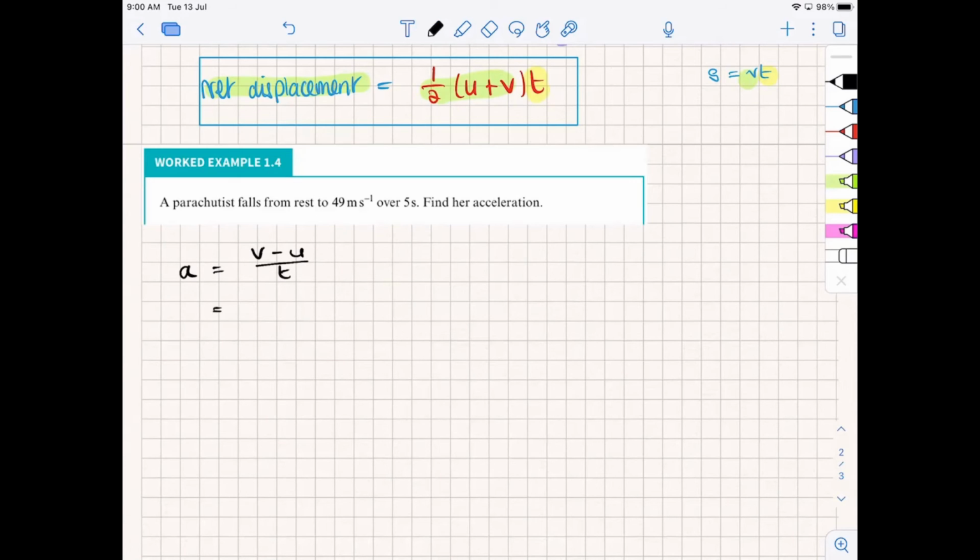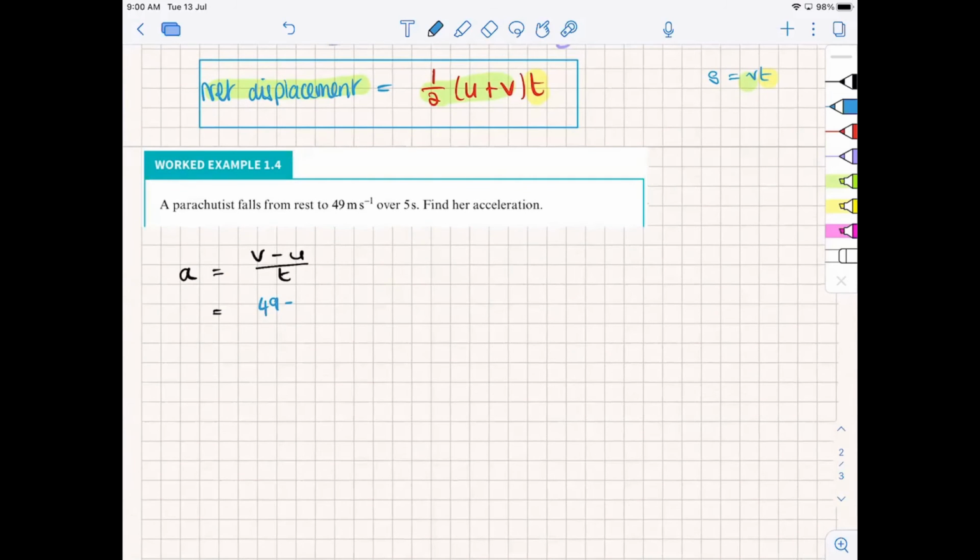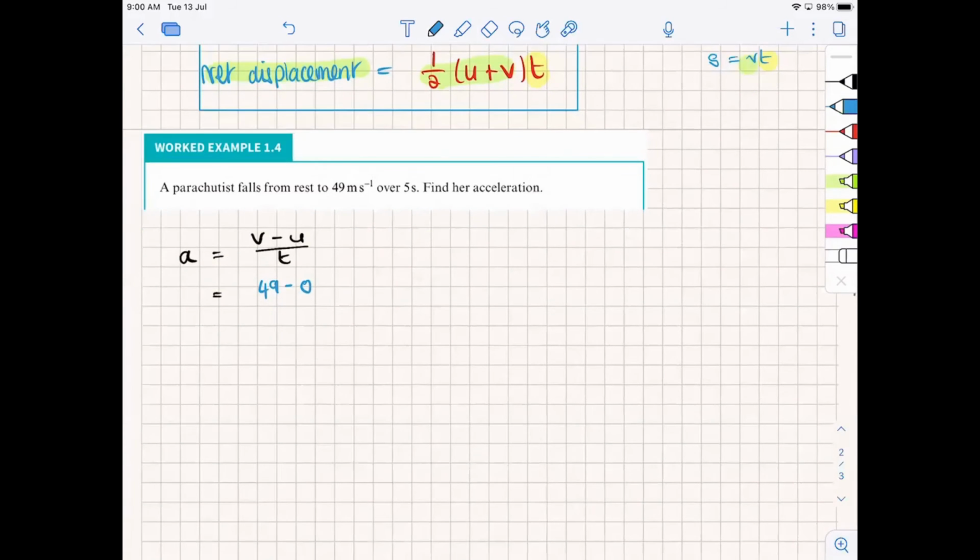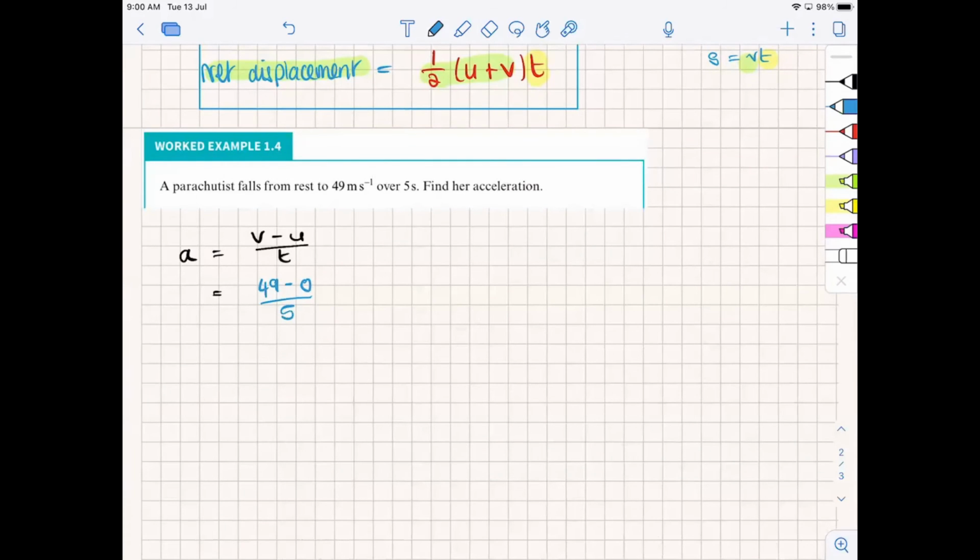Zara, what's my final velocity? 49. Okay, and what's my initial velocity? 0. Because if something is at rest, it has 0 velocity, and this was all over 5 seconds. So there is your initial velocity, this is your final velocity, and this was over 5 seconds. And unsurprisingly, what does it give us? 9.8 meters per second squared.